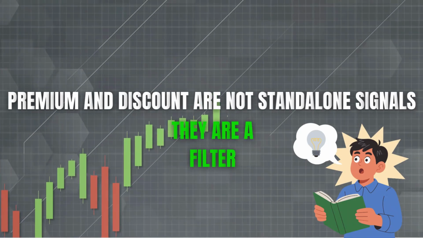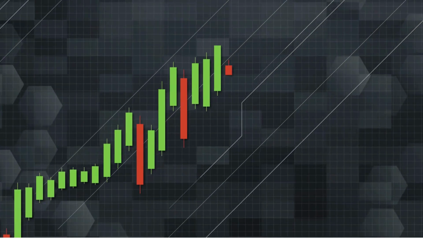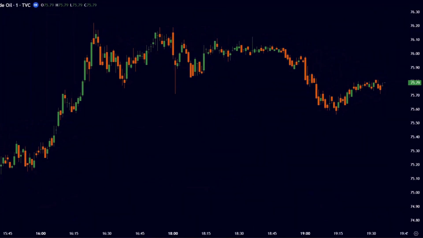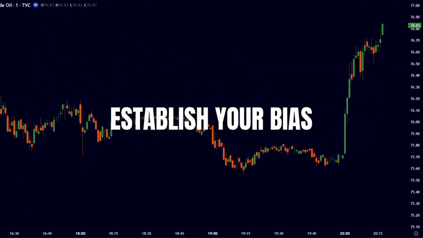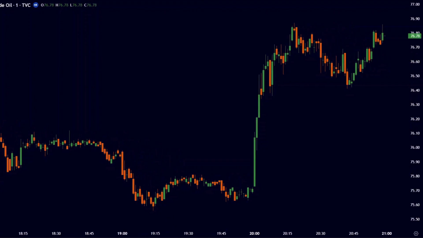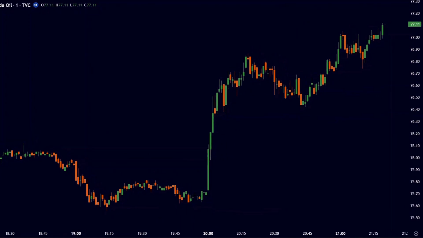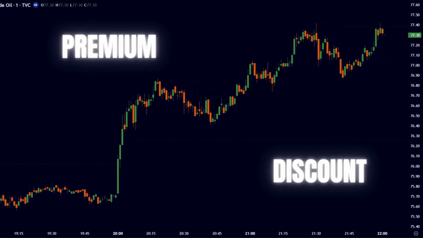They tell you whether the current price is a good location to be looking for entries, not whether you should enter. The way this works in practice: first, you establish your bias from the higher time frame structure, bullish or bearish. You already know how to do that from episodes 2 and 3. Then, once you have your bias, you use premium and discount to judge the quality of your entry location.